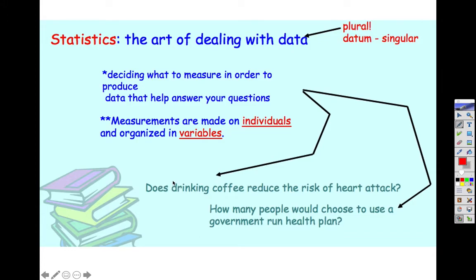So some examples. Does drinking coffee reduce the risk of a heart attack? That could be a question. And then, how many people would choose to use a government-run health plan? That could be a question. So what you would think about is, how could you measure that? How could you measure coffee intake and heart attack risk? How could you think about government health plans and measuring how many people would truly be interested? That's what a statistician does.